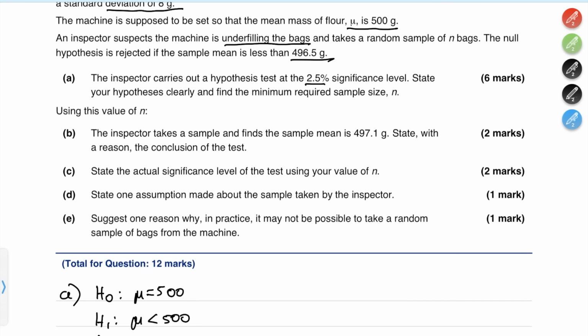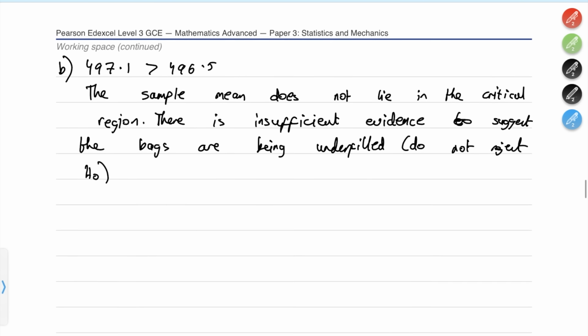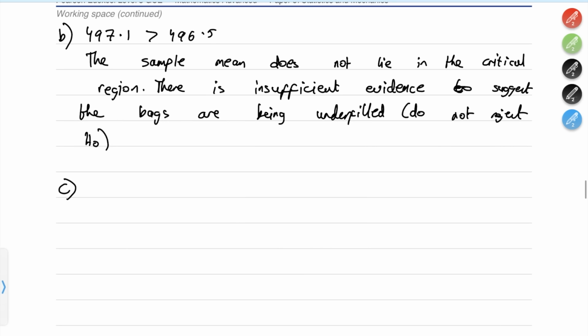Part C, state the actual significance level using your value of n. So the actual significance level is just the probability. If you remember when we did binomial, the actual significance level of the test is just the probability of your critical region occurring. So it's the probability of x bar being less than 496.5.